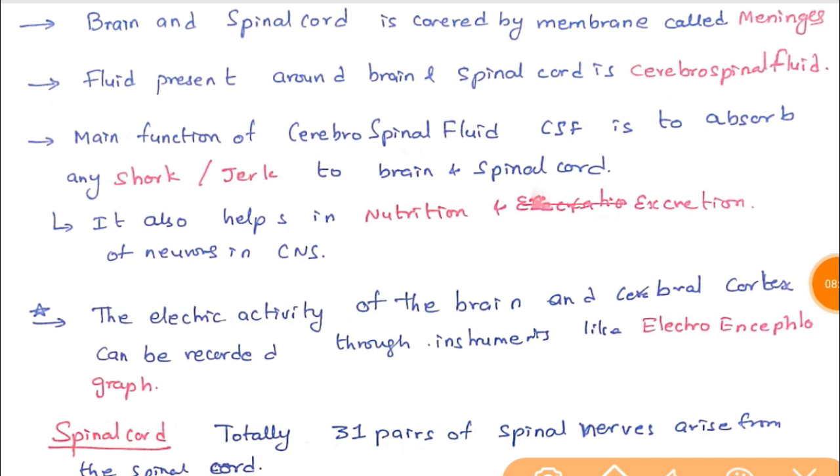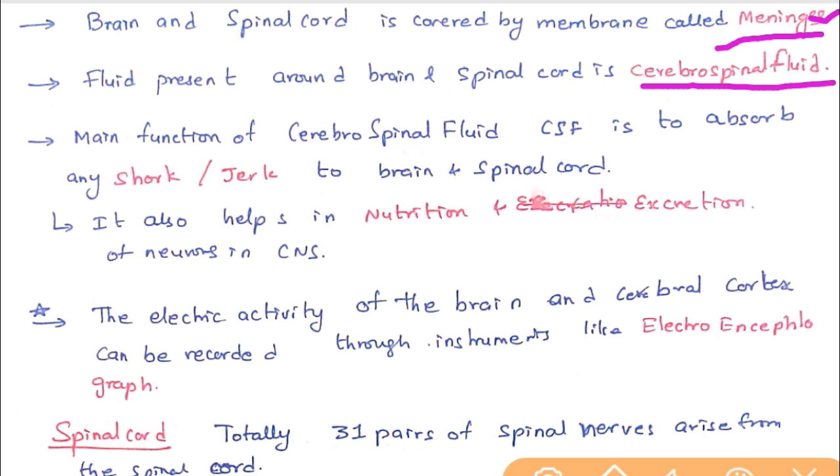We'll see some one-liners. Brain and spinal cord are covered by a membrane called meninges. Meninges, friends. This brain is already inside the cranium of the skull. We have seen that. Between the brain and the cranium, the upper membrane will be there on the brain, friends. That membrane is on the brain as well as on the spinal cord, and this is called meninges. The fluid present inside the cranium is called cerebrospinal fluid, and this fluid is present around the brain as well as the spinal cord, friends.